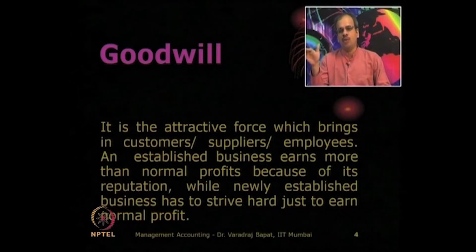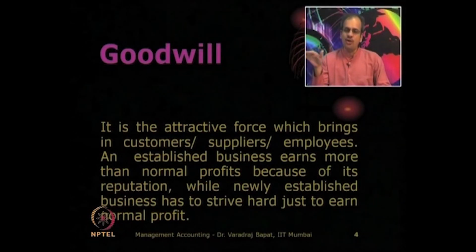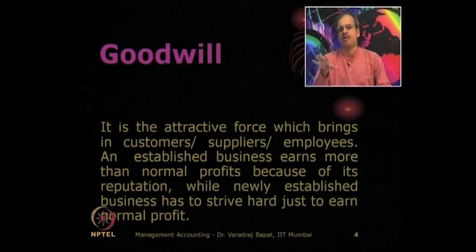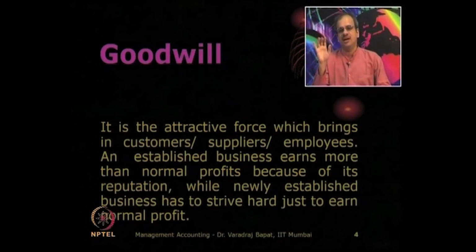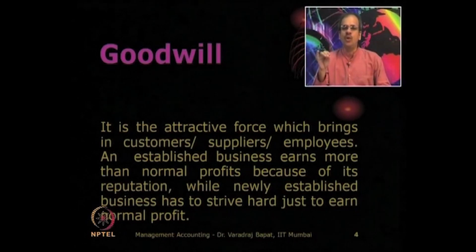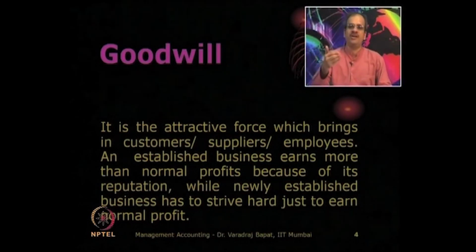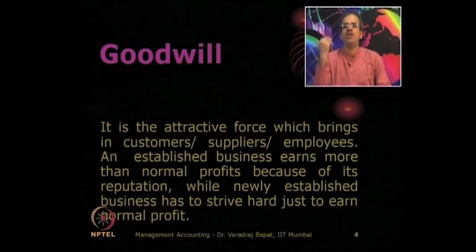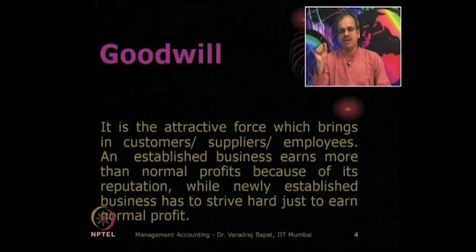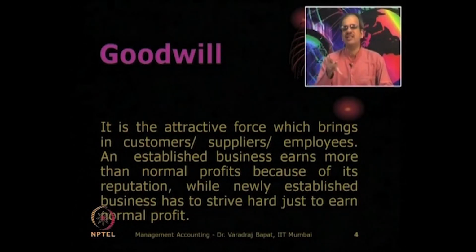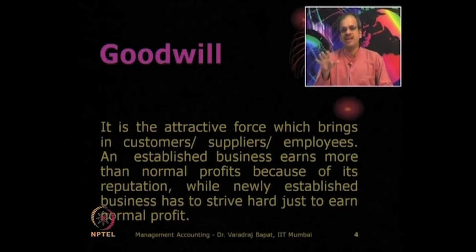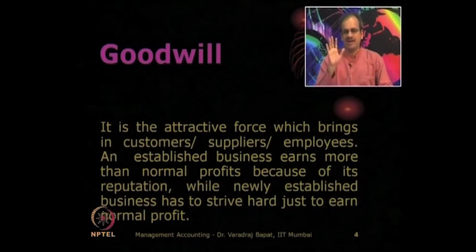So what profit can normally be earned is known as normal profit, whereas a reputed entity is likely to earn something known as super profit, which is extra profit over the normal profit. So if a company is earning super profit, generally it is assumed that the company has some goodwill in the market.